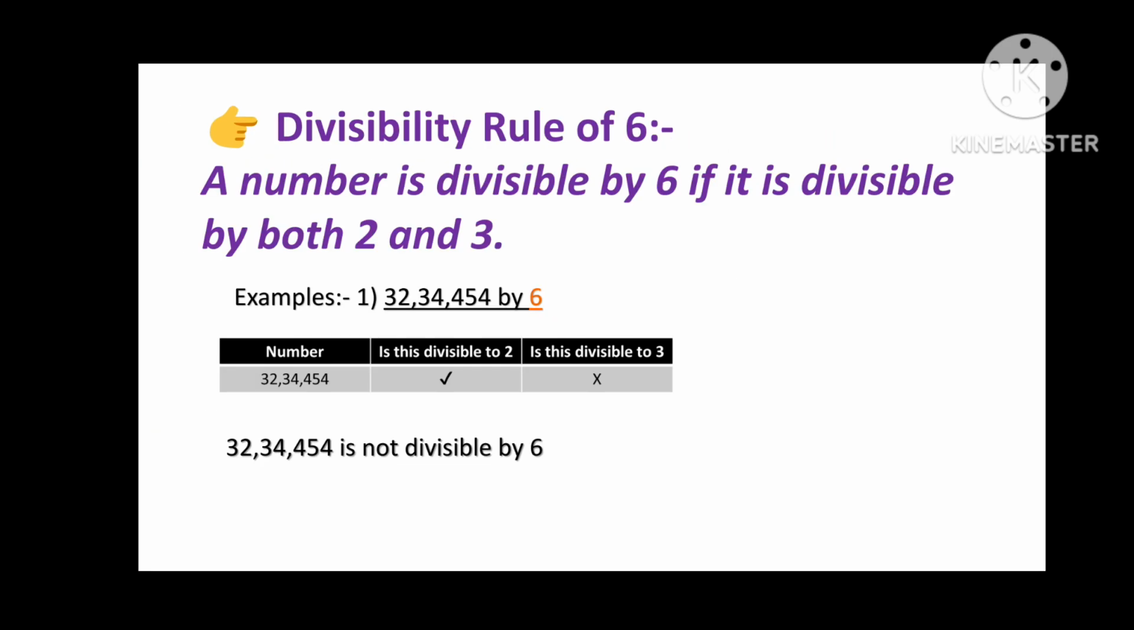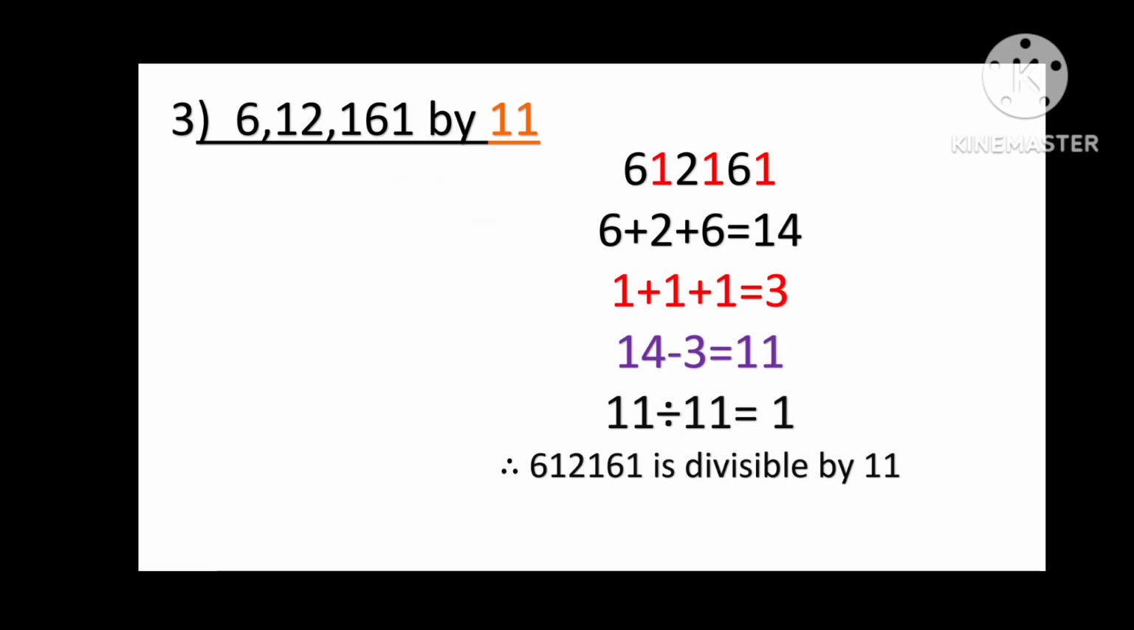Divisibility rule of 6: a number is divisible by 6 if it is divisible by both 2 and 3. For example, 32,34,454. This number is divisible by 2, but it is not divisible by 3. Hence, this number is not divisible by 6.